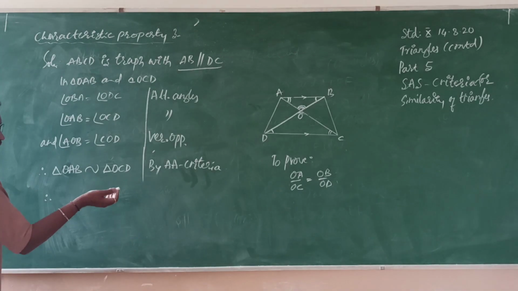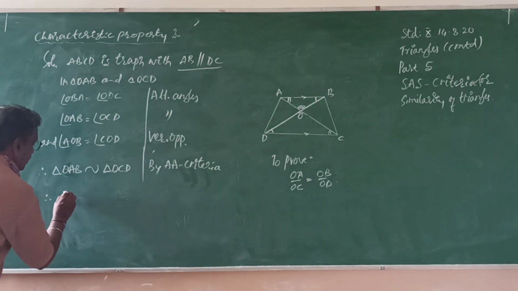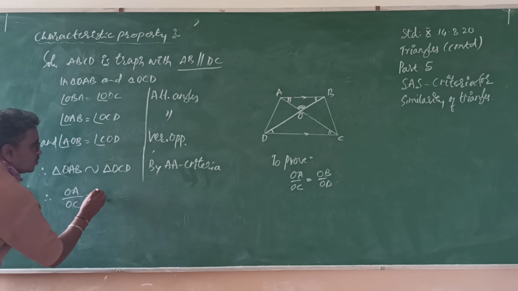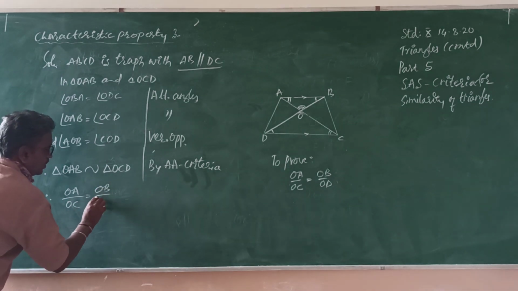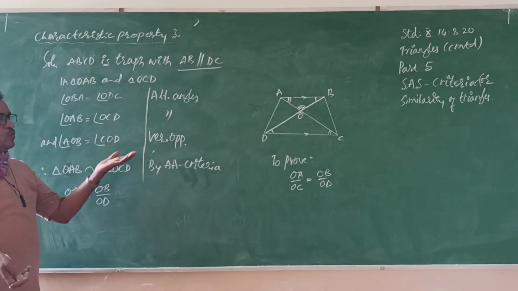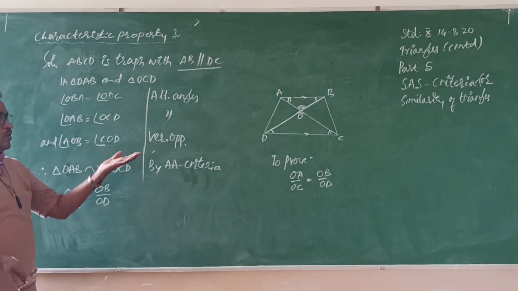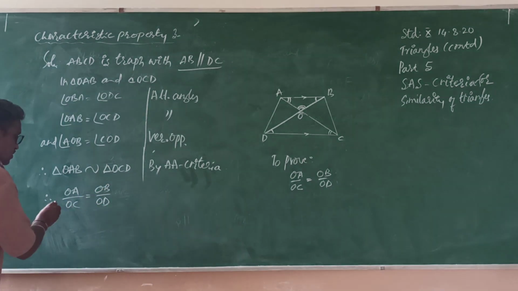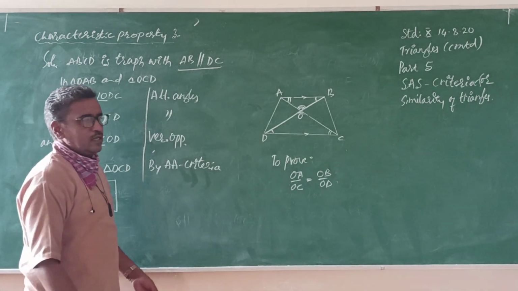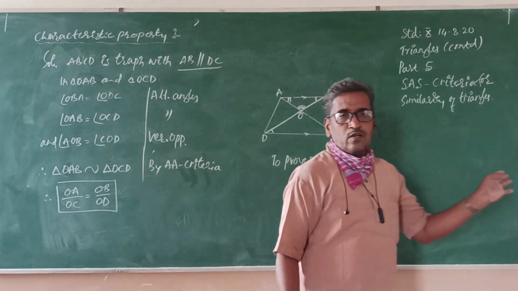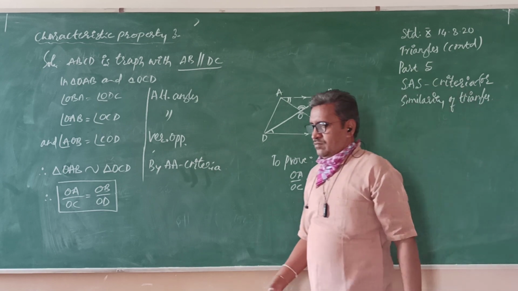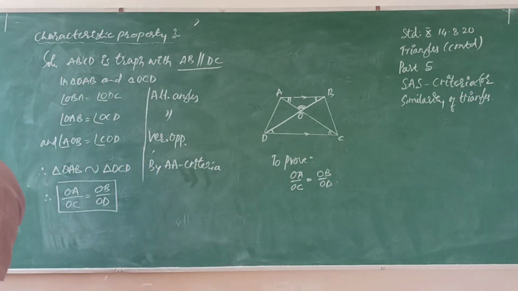Therefore, corresponding sides are in proportion. Therefore, OA by OC is equal to OB by OD. See, this way we are going to prove it. Understand? So, observe the figure very carefully and try to understand the relations.